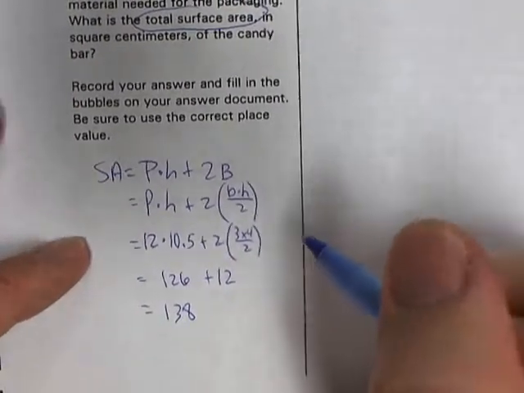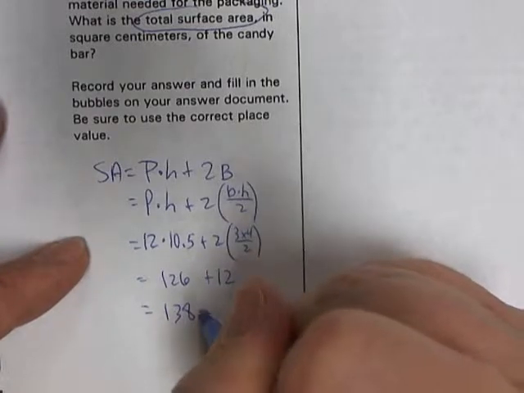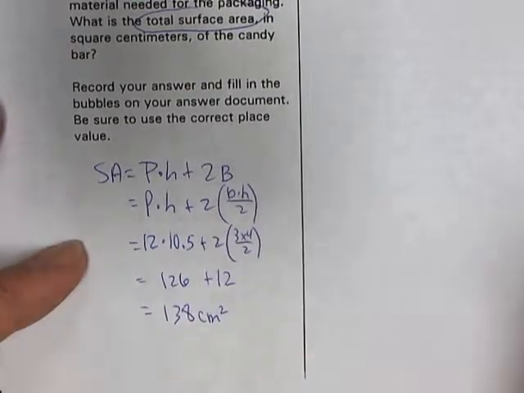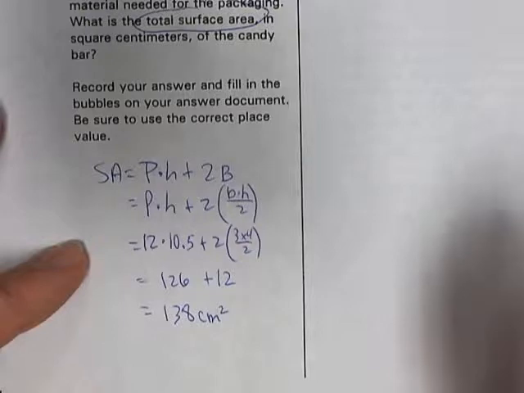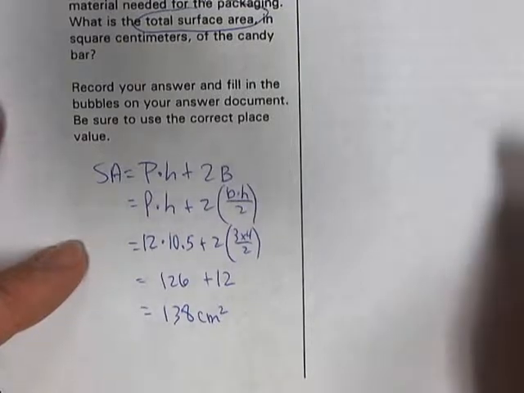And we're dealing in surface area, so it has to be units squared. In this case, the units are centimeters, so centimeters squared, and that would be your answer. So the amount of wrapping paper that you need for this packaging is 138 centimeters squared.